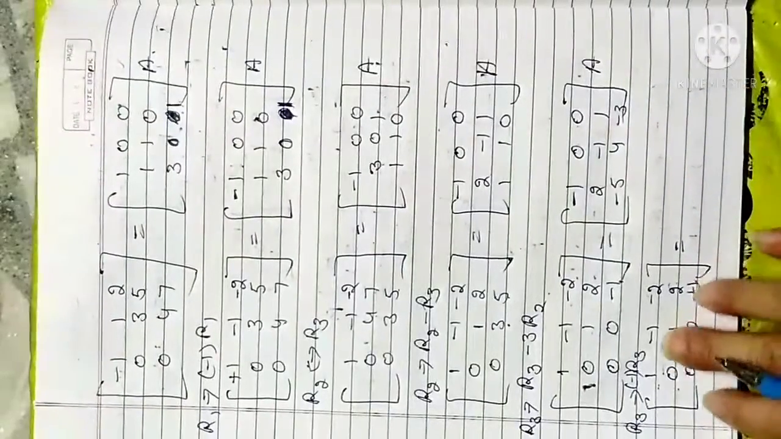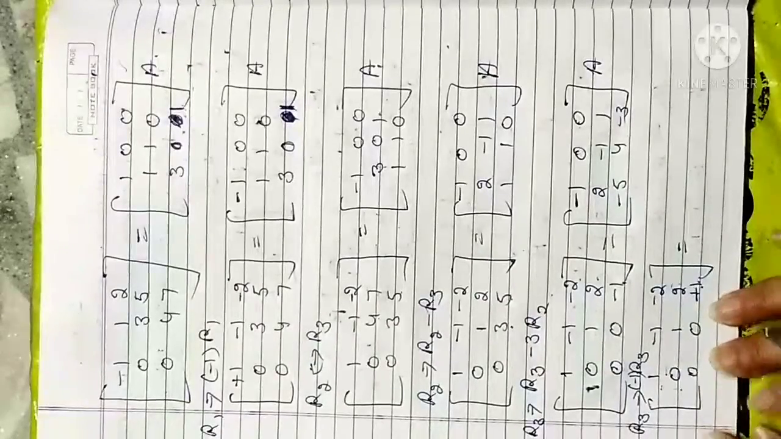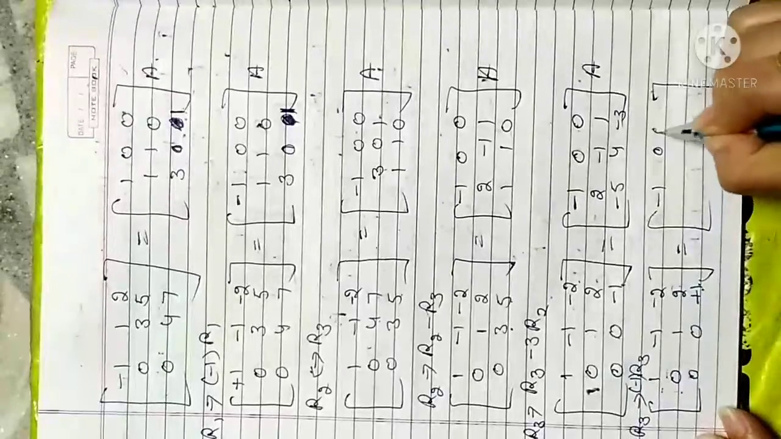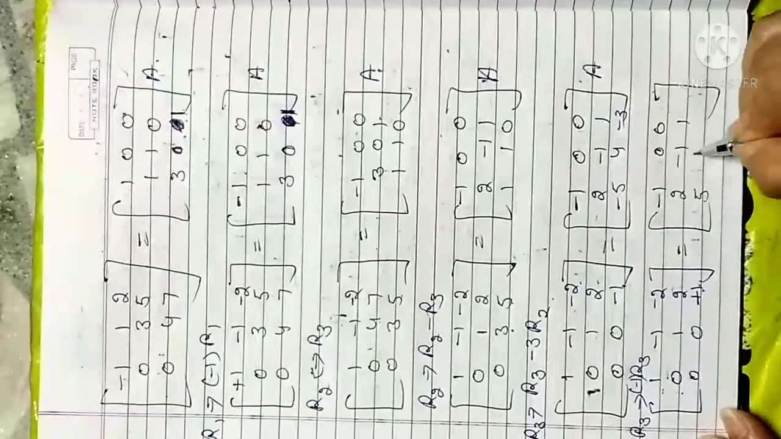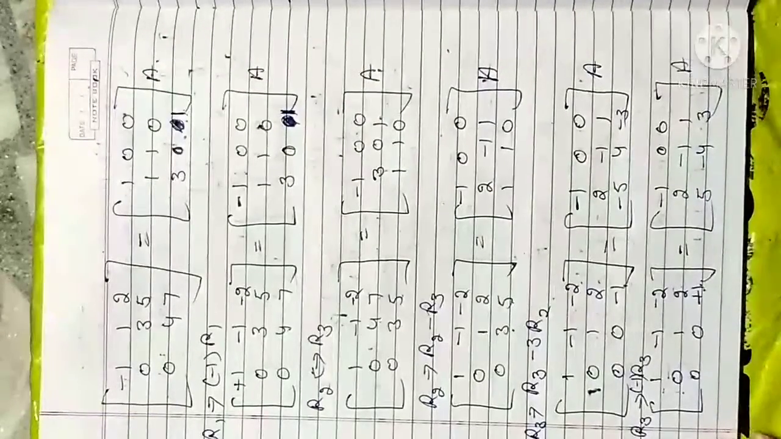Now the next operation is row 3 multiplied by negative sign. When you multiply this by negative sign, only row 3 changes: 5, minus 4 and 3, and A as it is.